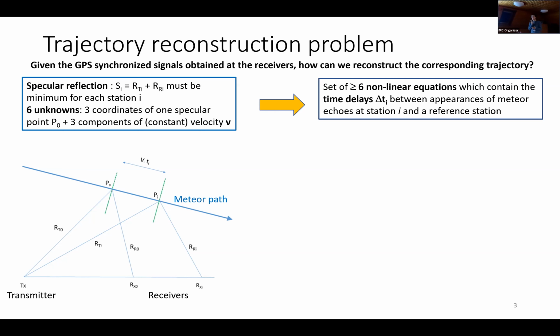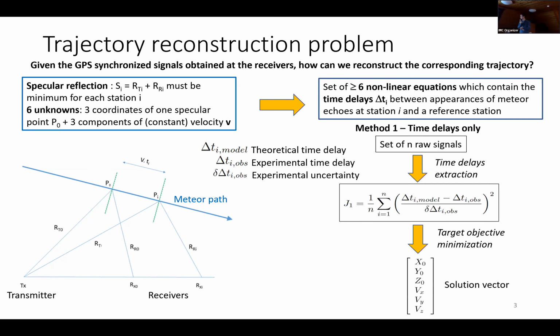So now to characterize this problem, we introduce 6 unknowns, 3 for the position of a reference specular point, and 3 for the velocity. What we assume here is a constant speed motion in first approximation, and since we have 6 unknowns, we'd like at least 6 equations, so we need at least 6 signals from 6 receivers. This is basically what I call method 1.